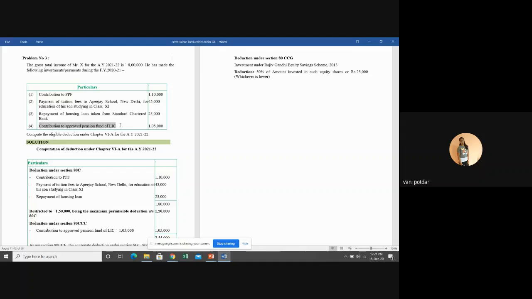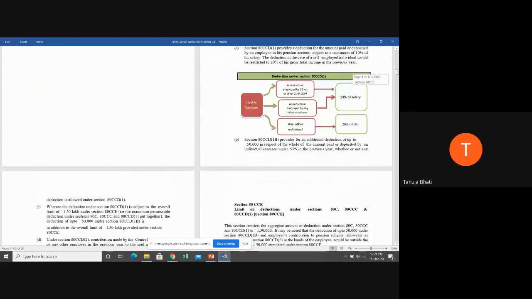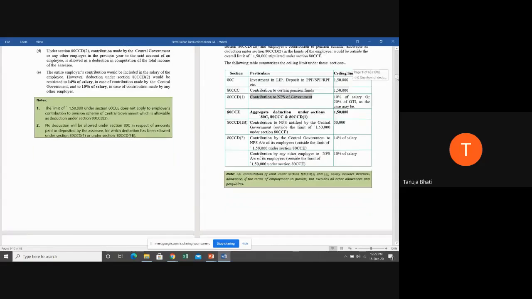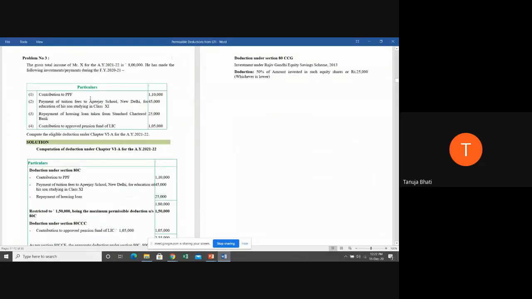80CCD is of the central government, pension fund of central government. 80CCC is Triple C, LIC, right? CS students, we have dealt with it. Or I'll show you the summary only. See here. Contribution to certain pension funds of LIC. This is contribution to NPS of government, 80CCD. So it will come under 80C. So now you all are able to analyze, right?